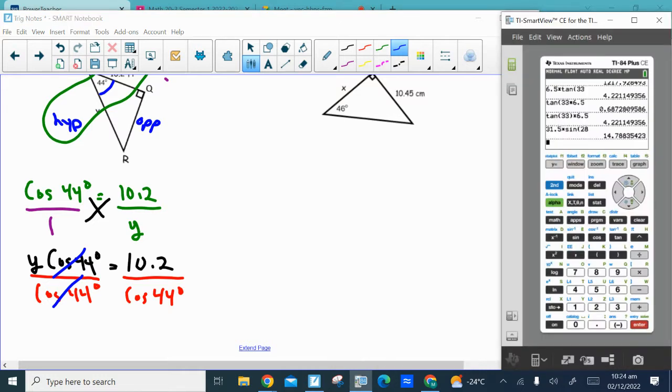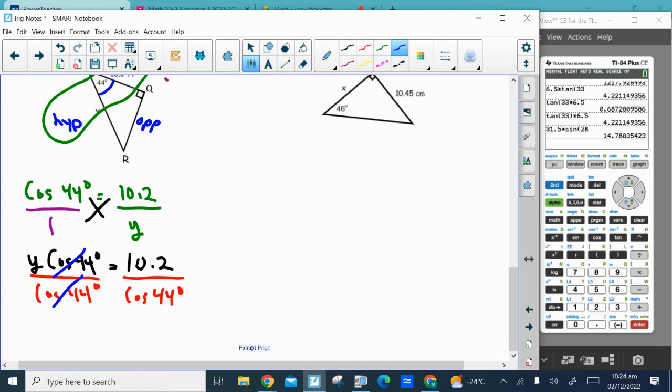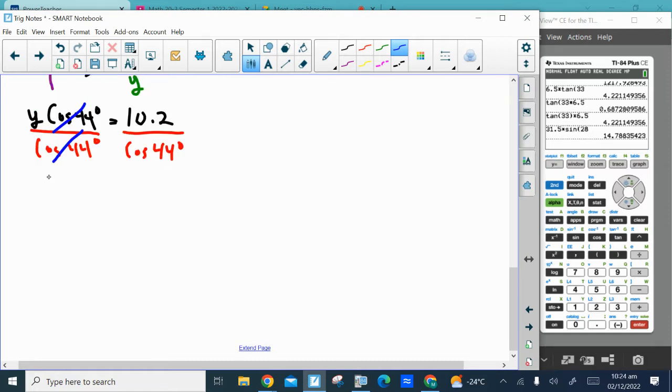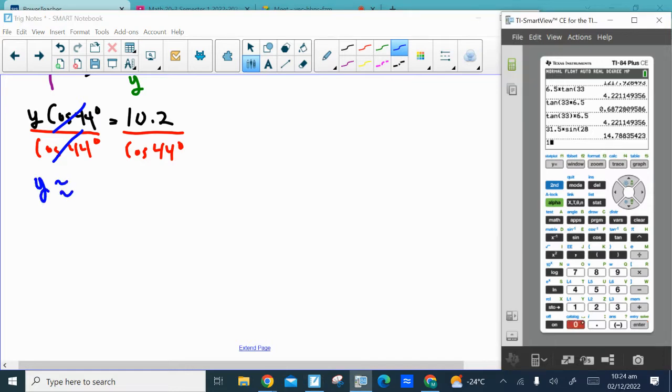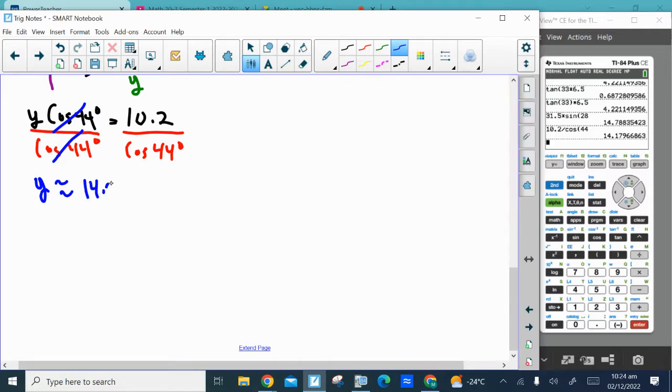Okay, so we did that. We divided both sides by the 10.2, or by the cos of 44, and now we have y by itself. And so we can use our calculator and go 10.2 divided by the cosine of 44 degrees. So it just so happens that this answer is very close to the last one. It's 14.2 rounded to the nearest tenth. The digit in the tenth place is a 1. To the right of that is a 7, which means the 1 has to go up to a 2.